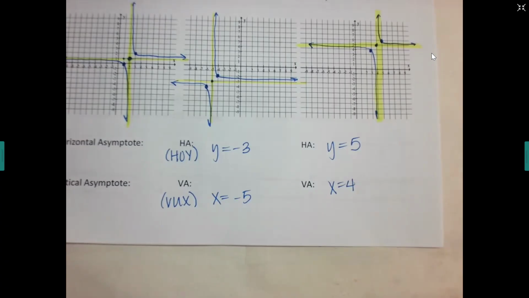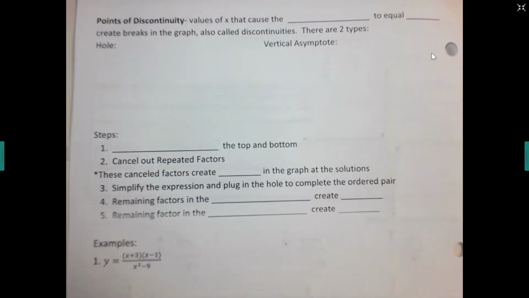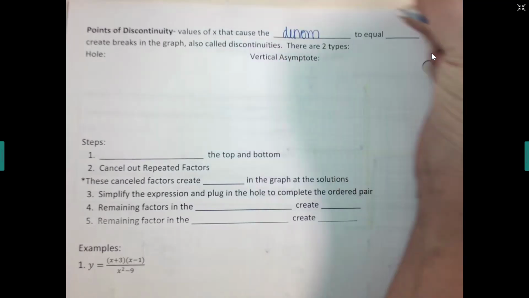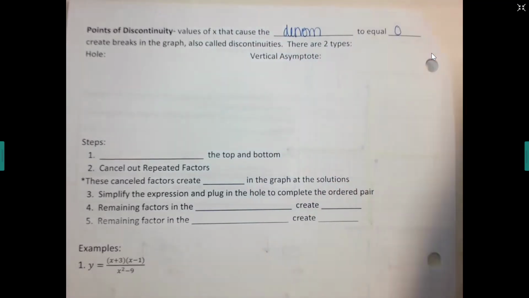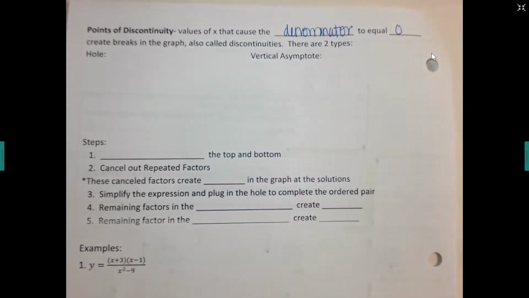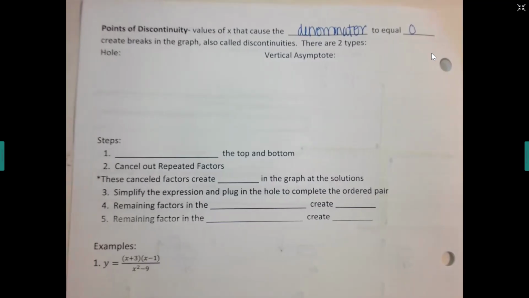The next thing that we're going to talk about is called points of discontinuity. A discontinuity is going to be any value of x that causes the denominator of a fraction to equal 0. A denominator to equal 0. And there are 2 different types that we're going to talk about in this unit. The first type is a hole.